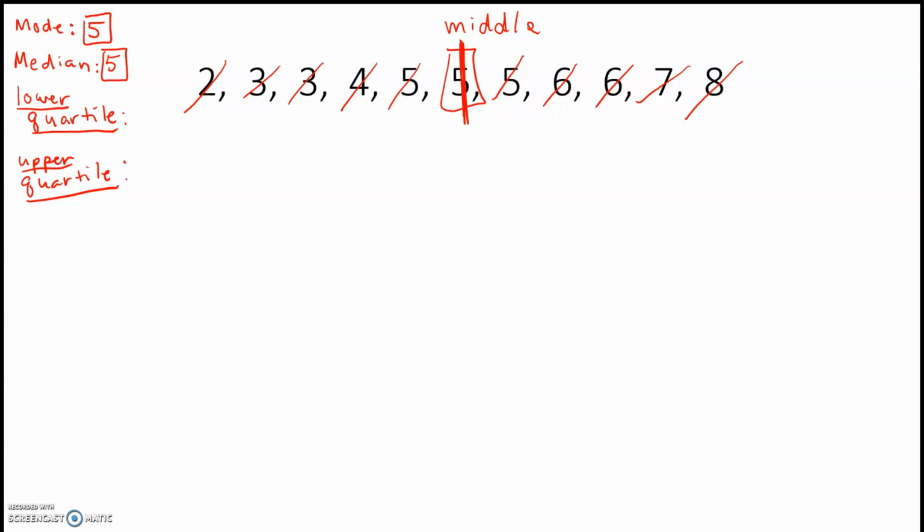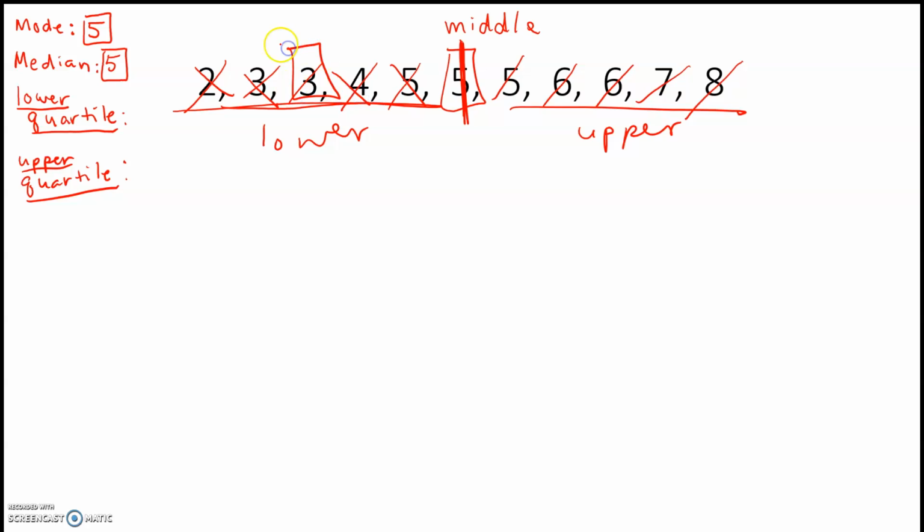You're trying to find the middle of the lower part. This is your lower part. And this is your upper part. Trying to find the middle of it. So let's start. Cross off 1 from each side, 2 from each side. What's your middle? 3. So your lower quartile is 3. Okay, now we do it to the upper quartile. Cross 1 out from each side. What's your middle? It's 6. Okay, next we're going to do your quartile range, your interquartile range.